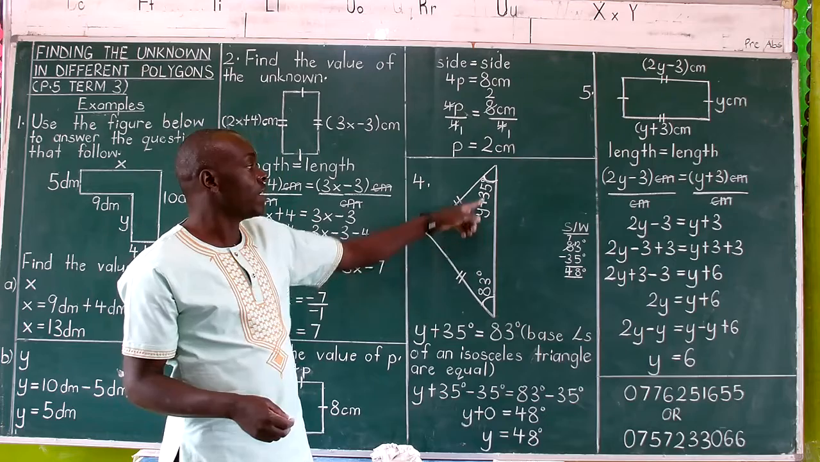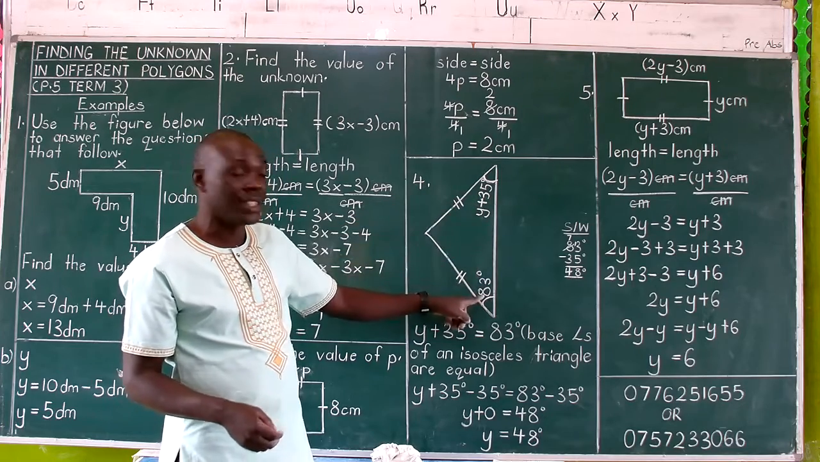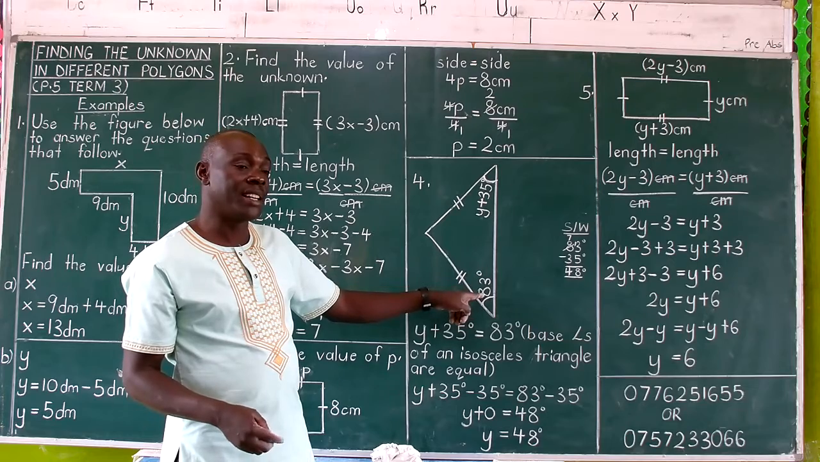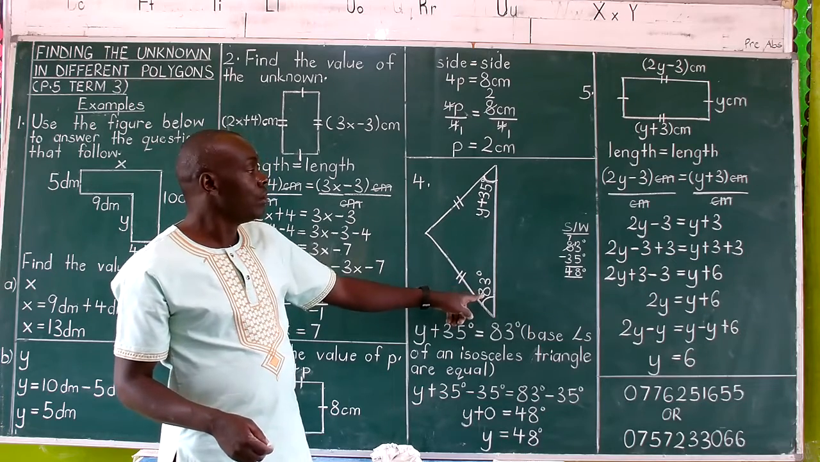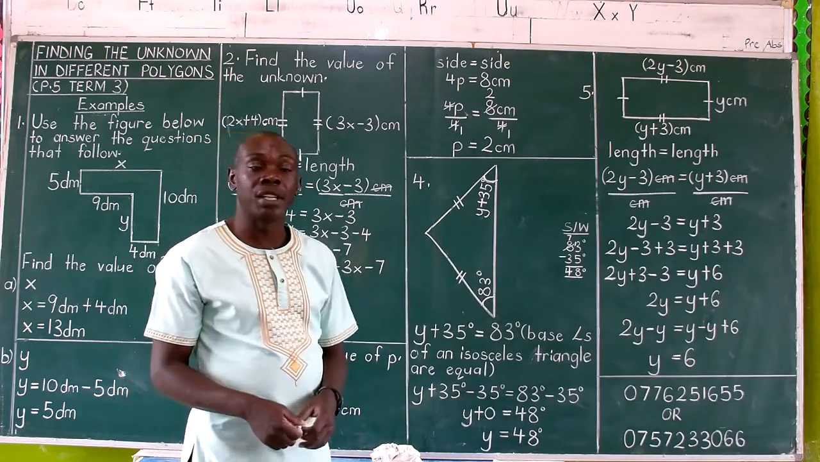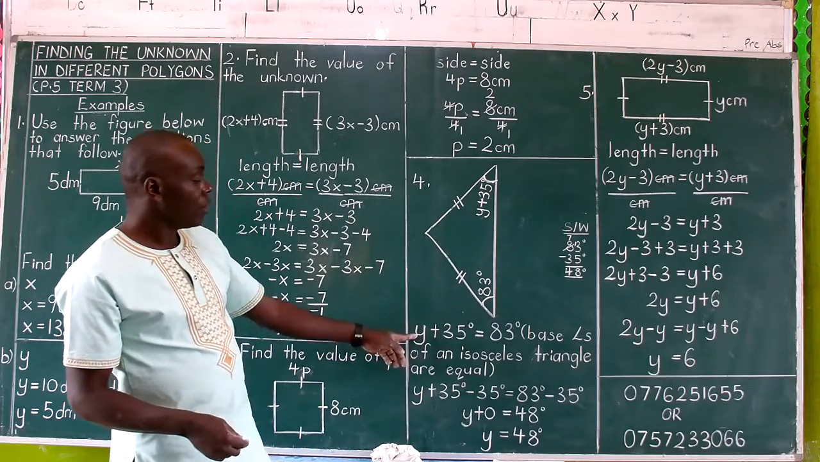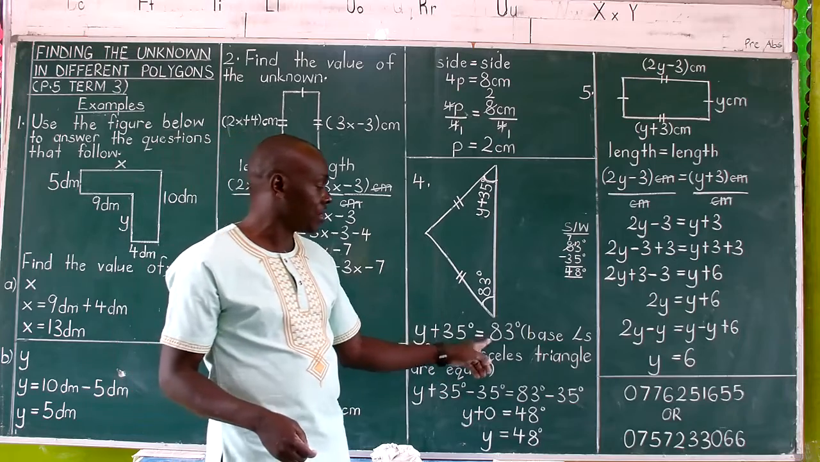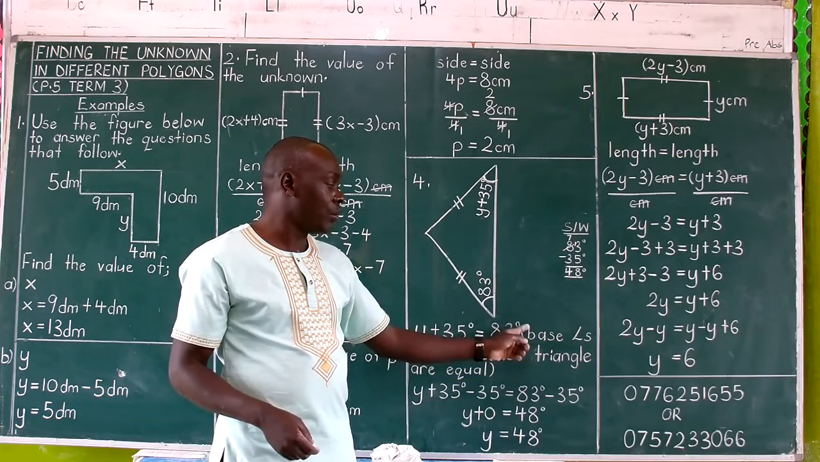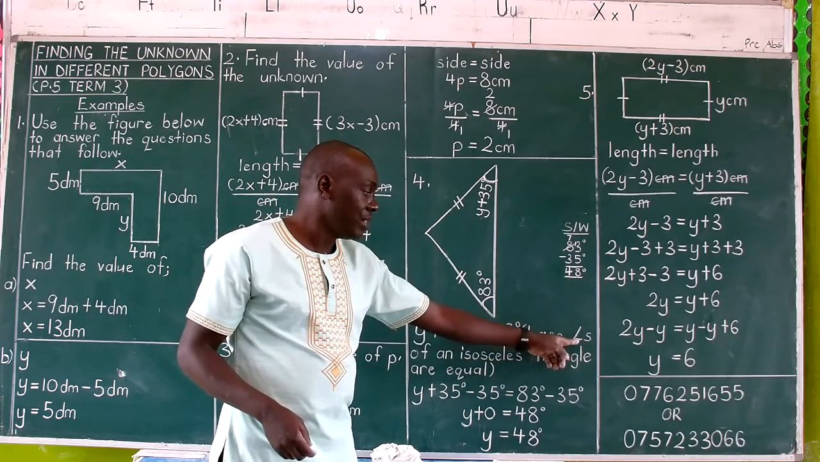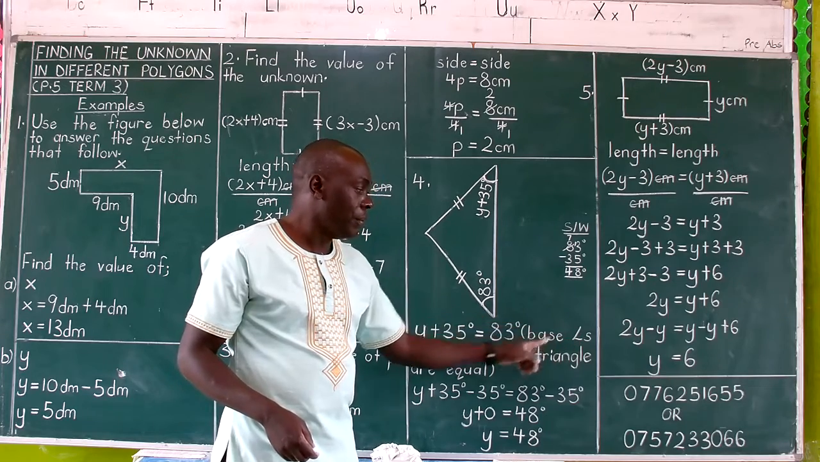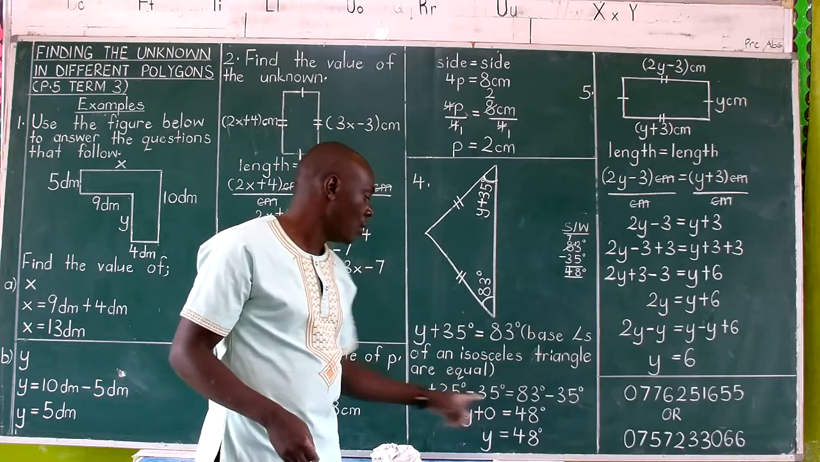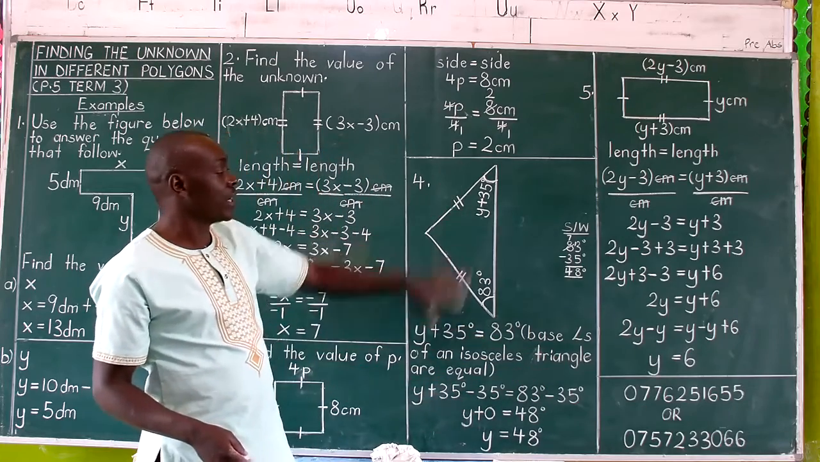So I've got y plus 35 degrees equals 83 degrees. Why? Base angles of an isosceles triangle are equal. Without that knowledge, you will not be able to answer this question. So we form this equation, like I said, y plus 35 degrees equals 83 degrees. These are the base angles, and base angles of an isosceles triangle are equal. That's why I've equated them.